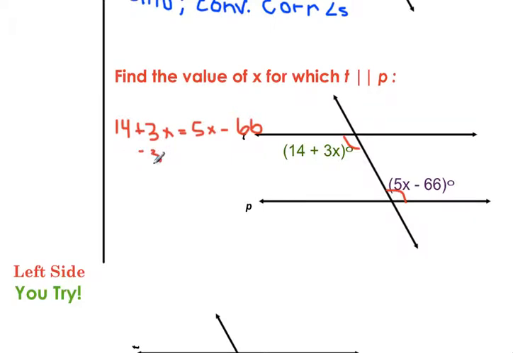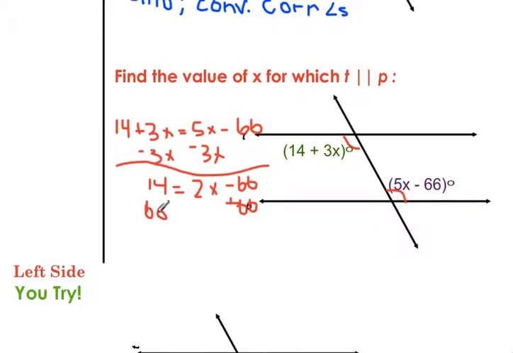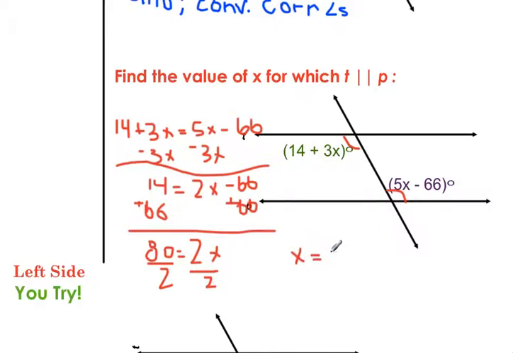So I'm going to subtract 3x from both sides. That leaves me with 14 equals 2x minus 66. Still haven't solved for x yet. So I'm going to add 66 to both sides. We're adding 66, there we go. That gives 2x equals 80. Divide both sides by 2. X would be 40. Okay, that one's by the converse of alternate interior angles.